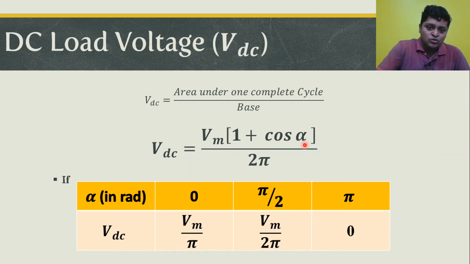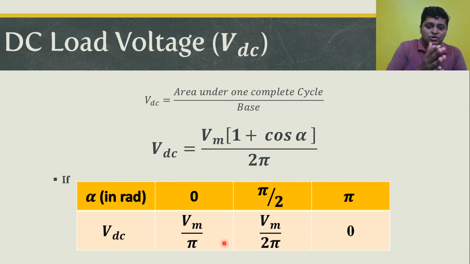If you try different firing angles, let's say alpha, if you substitute the value of alpha as 0, cos 0 is 1, so 1 plus 1 gives you 2 Vm by 2 pi, that gives you Vm by pi. That is the same voltage as the half-wave rectifier.